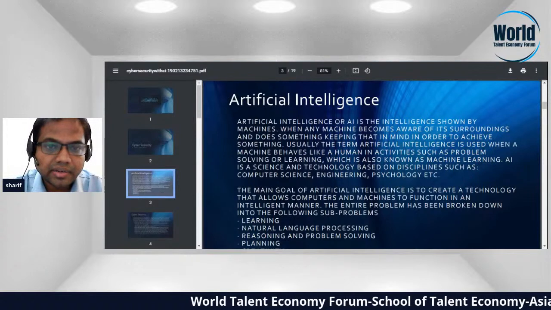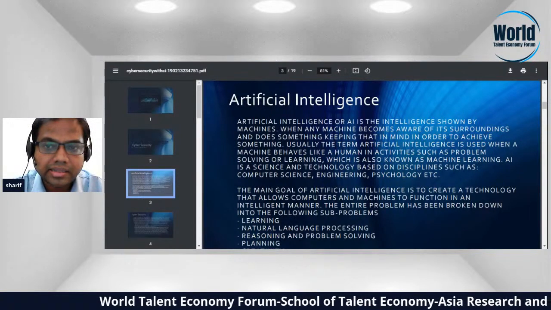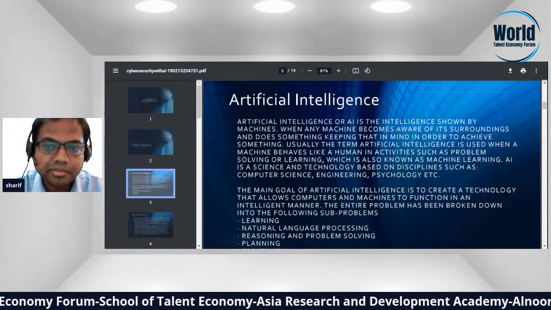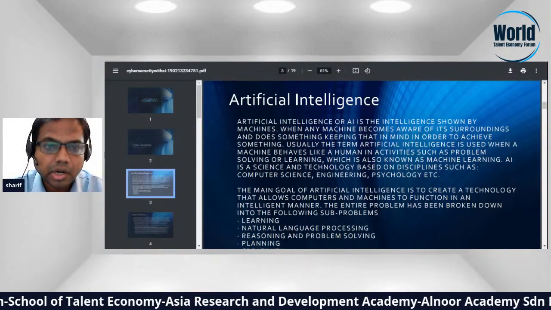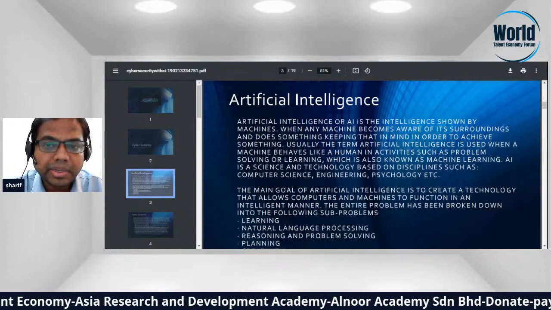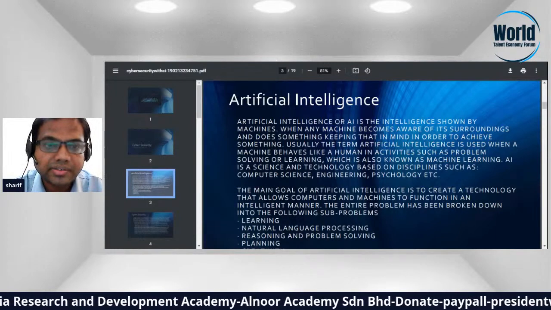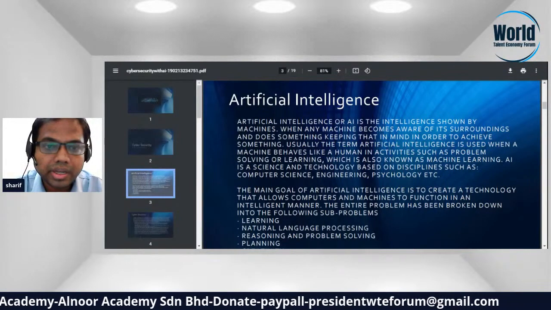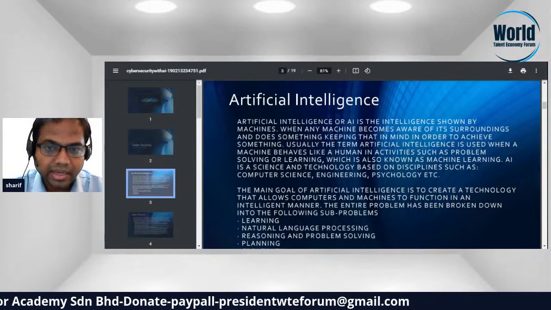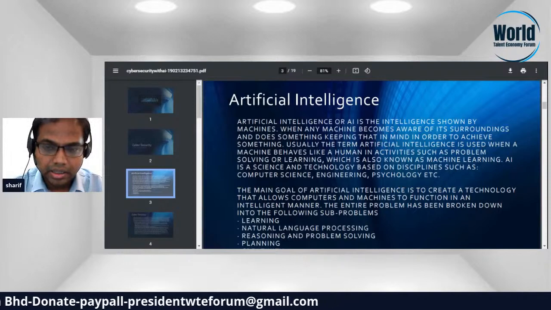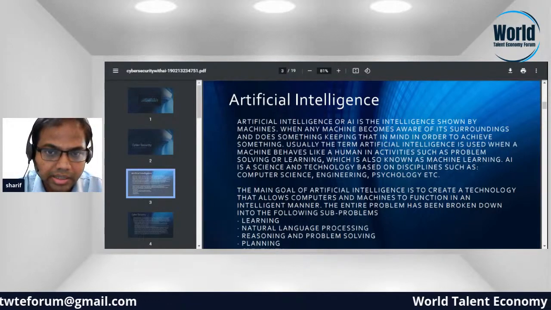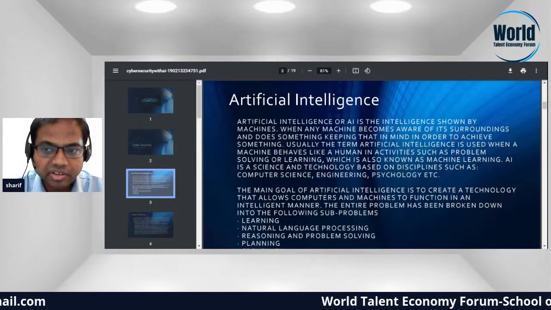Artificial intelligence, or AI, is the intelligence shown by machines when a machine becomes aware of its surroundings and does something, keeping that in mind, in order to achieve something. Usually the term artificial intelligence is used when a machine behaves like a human in activities such as problem solving or learning, which is also known as machine learning.